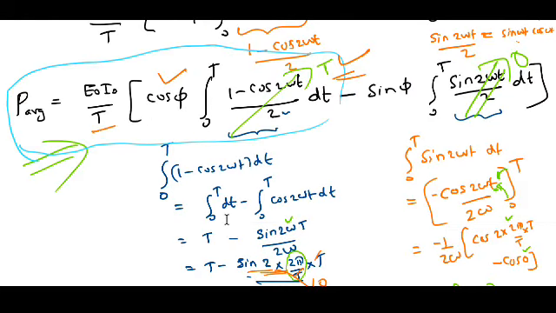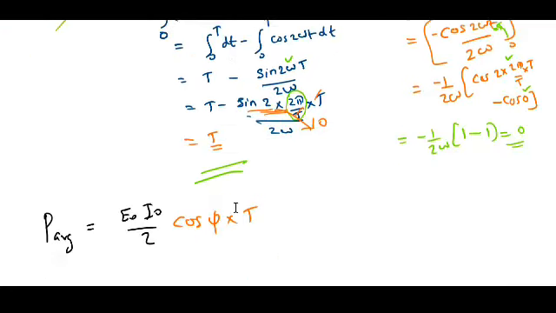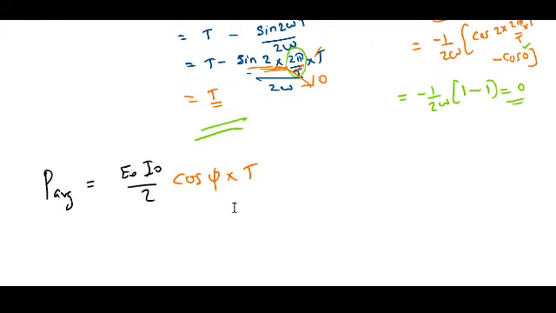Oh, here one T is also there, that I missed. Here we have that T also in the denominator. Here the T and this T cancel. Then the final expression for the average power is equal to E0 I0 by 2 into cos phi.